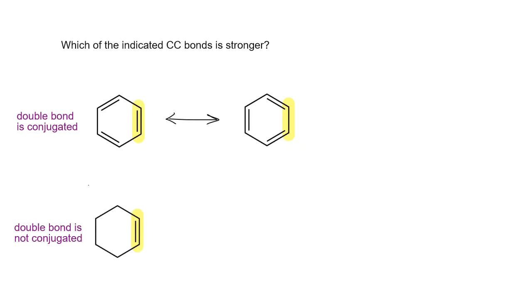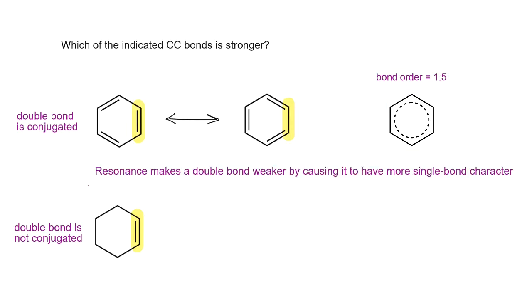Well, actually it's neither. If you think about the resonance hybrid of benzene, the bond order is 1.5. So it is in between the single bond and the double bond. So this shows that resonance makes a double bond weaker by causing it to have more single bond character, which is what we're seeing here in this resonance structure.